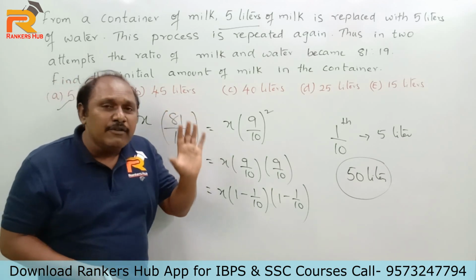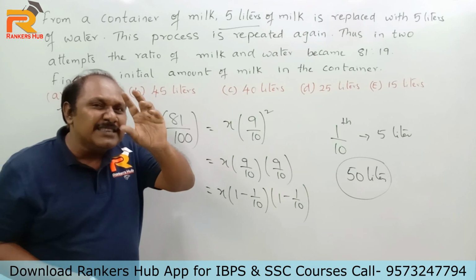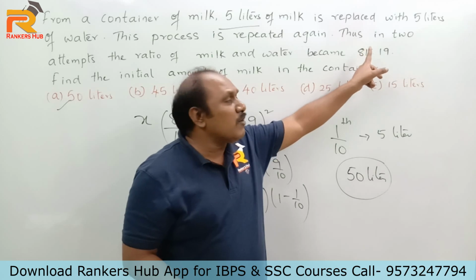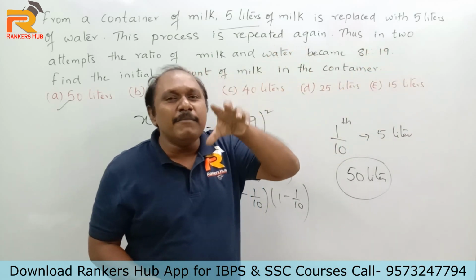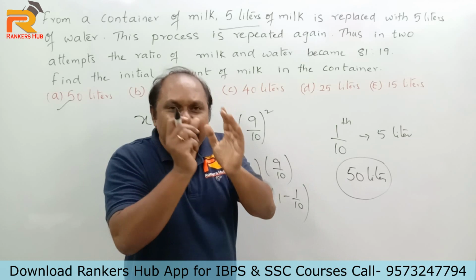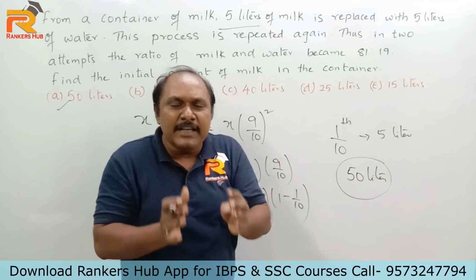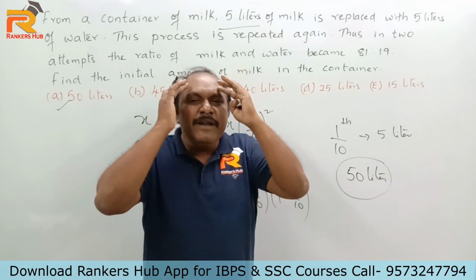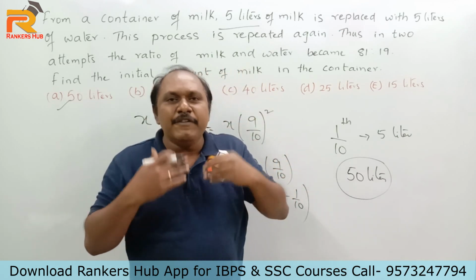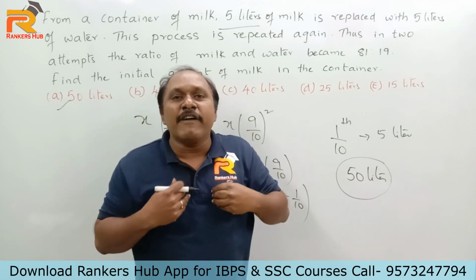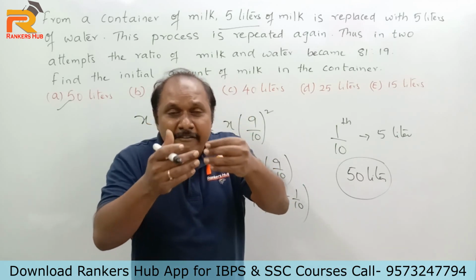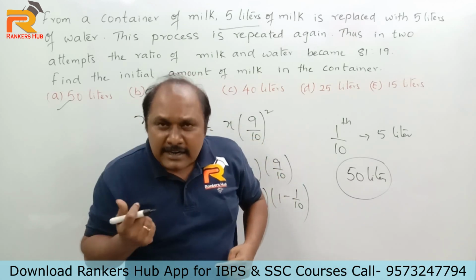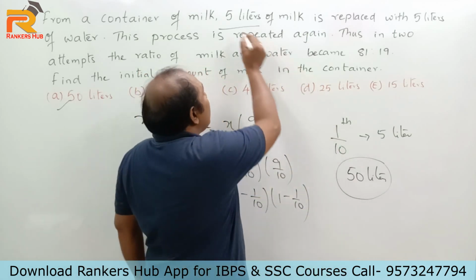Now this is how you have to do it generally. But how can you answer directly? If you see here, what is the quantity of milk? 81 parts. What is the quantity of water? 19. 81 and 19 total is 100. So the quantity of milk left is 81 by 100, which you can write as 9/10 whole square. Immediately your mind should say, when I am left with 9/10th, that means I am removing 1/10th. When I am left with 9 parts out of 10 parts, definitely I am removing 1 part out of 10 parts, and that 1 part is nothing but 5 liters.